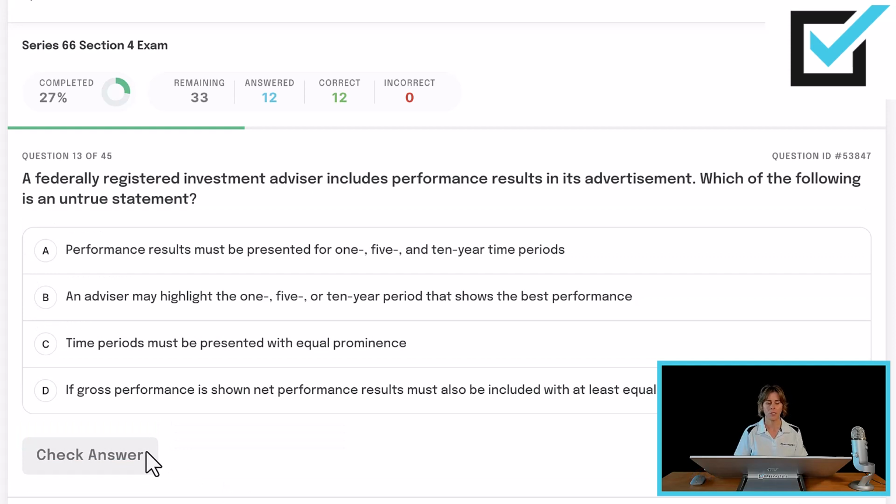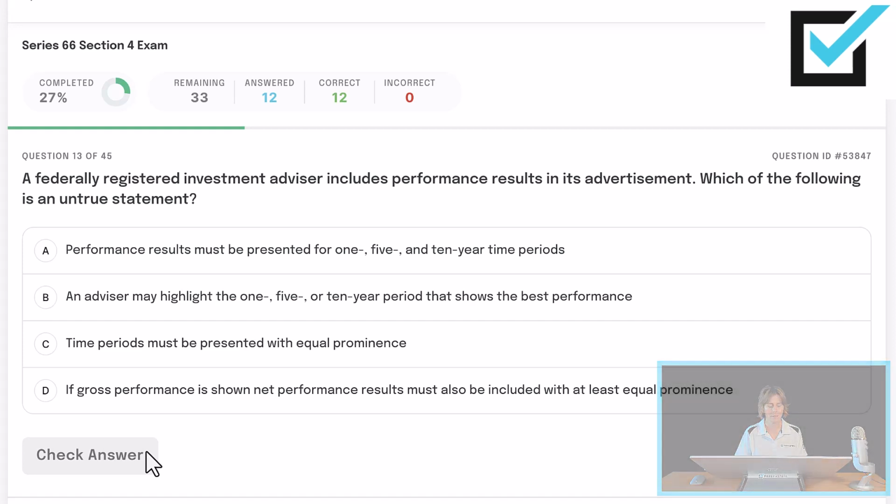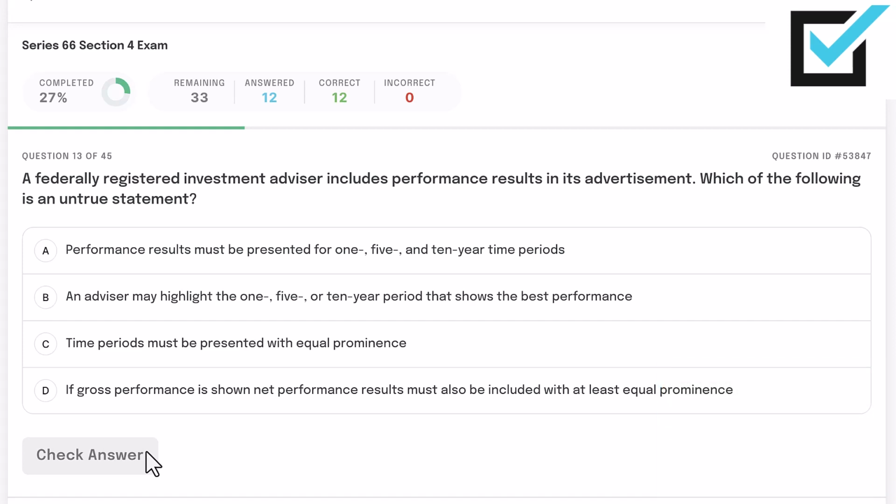A federally registered investment advisor includes performance results in its advertisement. Which of the following is an untrue statement? Performance results must be presented for 1, 5, and 10-year time periods. An advisor may highlight the 1, 5, or 10-year period that shows the best performance. Time periods must be presented with equal prominence, or if gross performance is shown, net performance results must also be included with at least equal prominence.